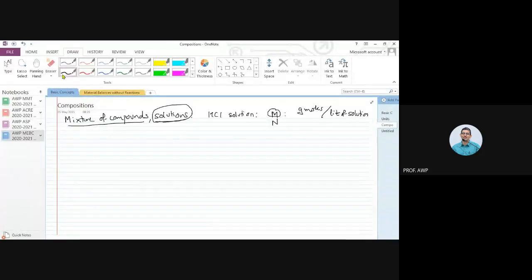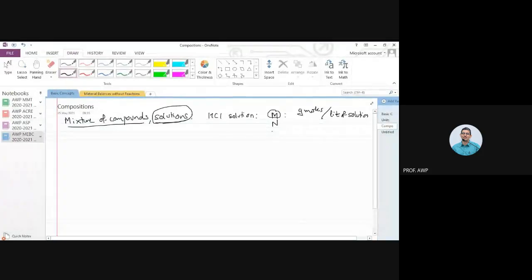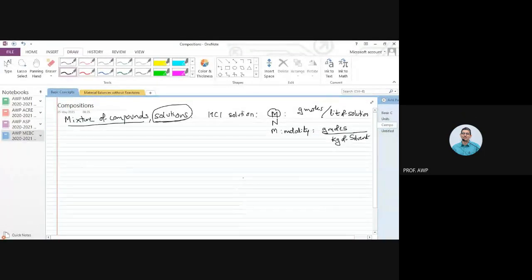So another way we represent is in terms of molality. That is how many gram moles are dissolved per kg of solvent. It is not per kg of solution, it is per kg of solvent. That's how we talk, especially when you start talking about osmotic pressure. Molality is a very commonly used unit when we talk about osmotic pressures, right?